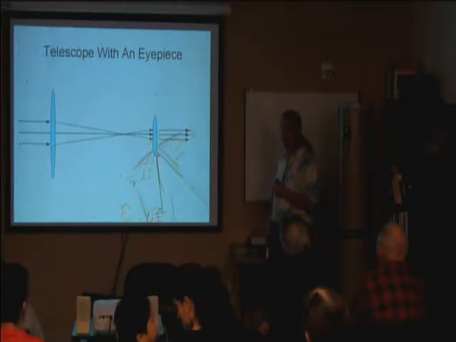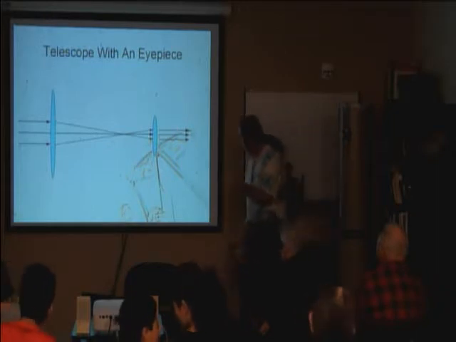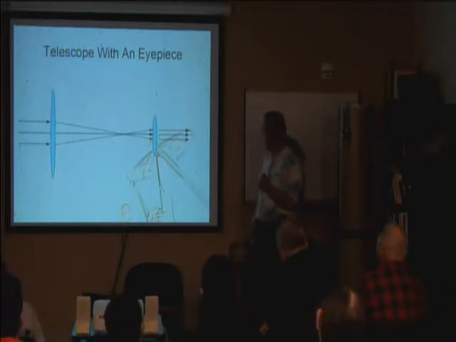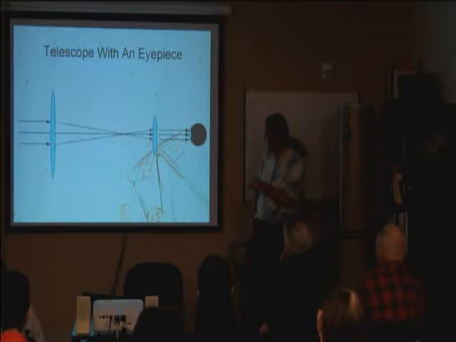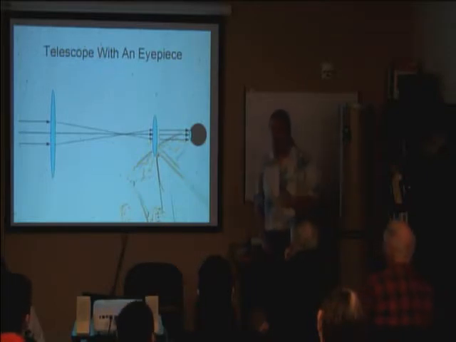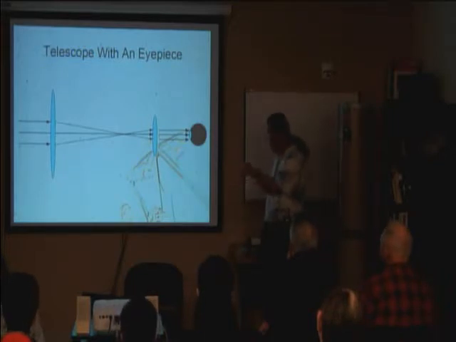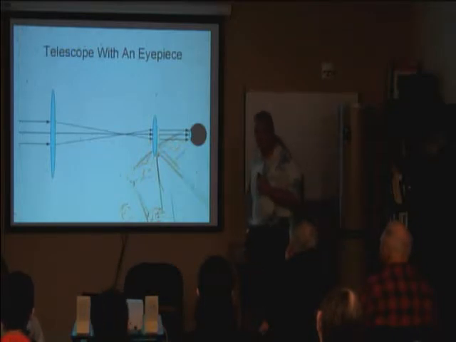Correct? All right. And so at this stage, if I were to put my eye right here, it would look like that star was infinitely far away. Correct? Because I've got parallel light coming into my eye. All right? And notice how spaced the lines are over here. They're a lot closer together over here. What does that mean about brightness?